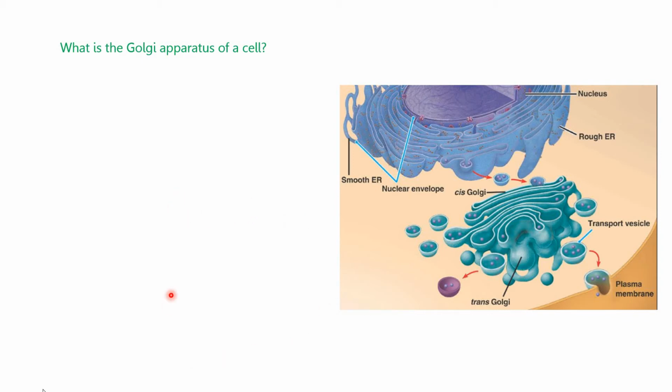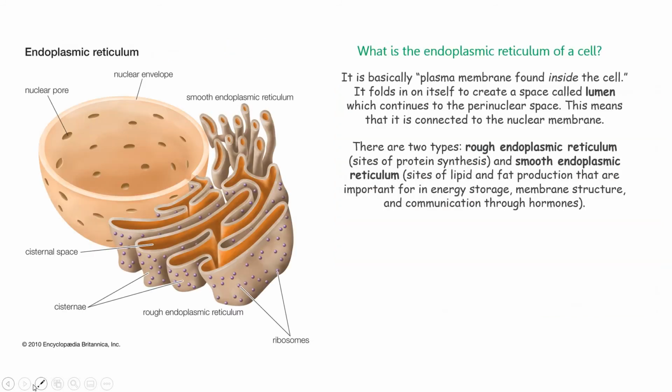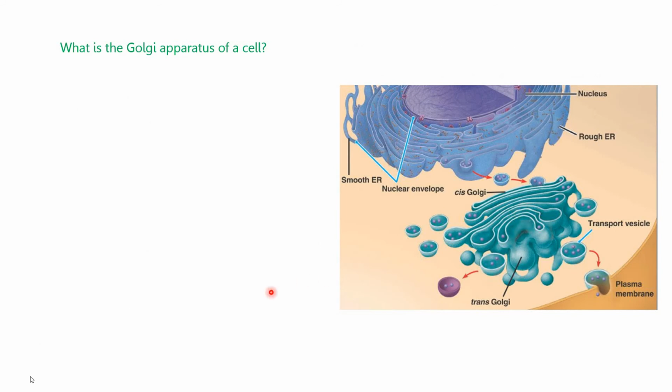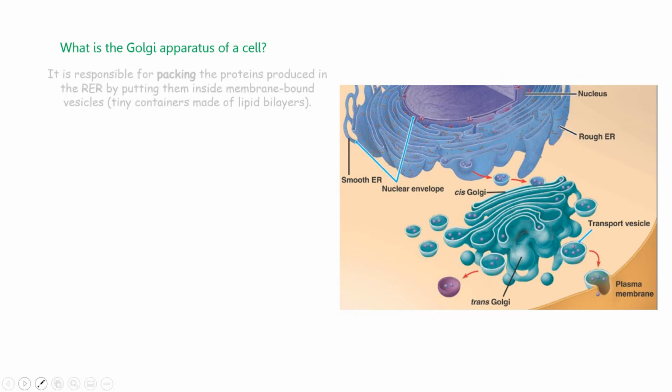The next one, since we already have a transporter, actually a producer. Since we already have a producer of proteins, we also have a producer of lipids and fats, now we have the packer. So the Golgi Apparatus, or Golgi body. This is responsible for packing the proteins produced by the rough endoplasmic reticulum only. Okay, proteins lang kasi pinag-uusapan.